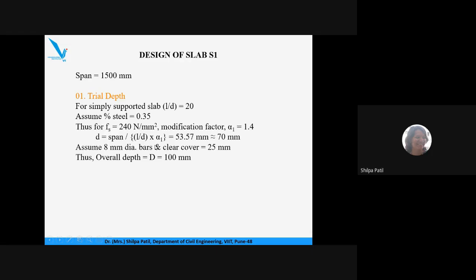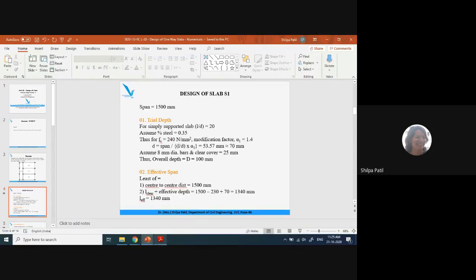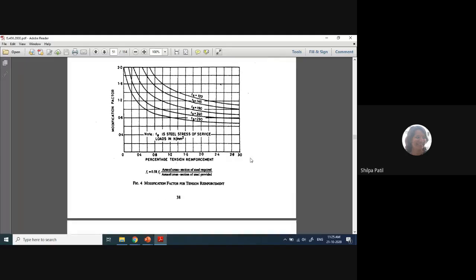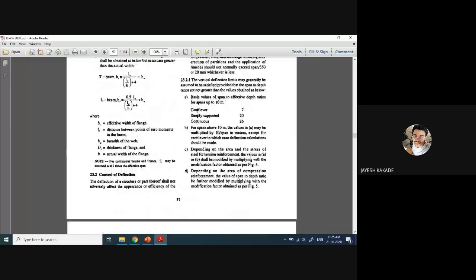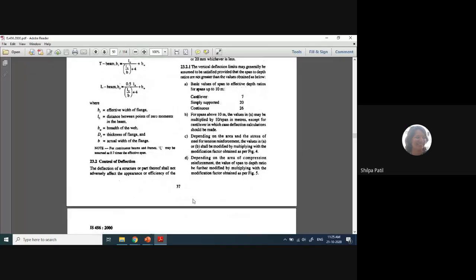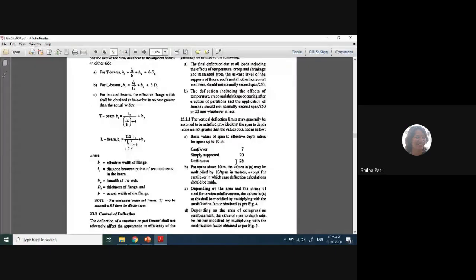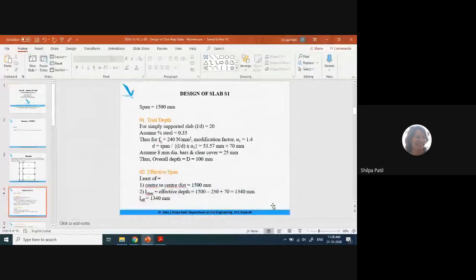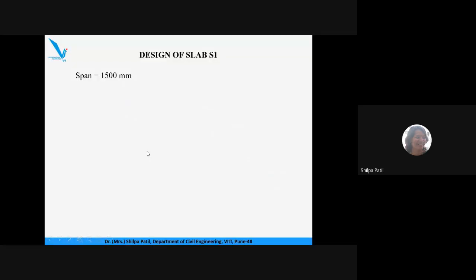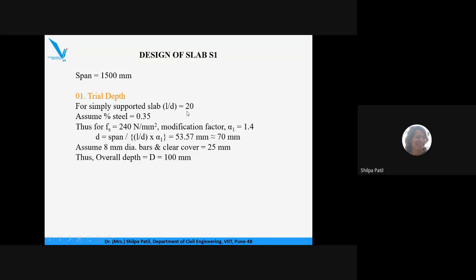So all of you just open the code. I will try to shift to the code now. I hope this will work today. Are you able to see the code? Yes, ma'am. Great. So open page number 37. On page number 37, clause number 23.2.1, we have the span to effective depth ratios. So for simply supported slab, the ratio is given as 20. Okay, so L by D ratio is to be considered as 20 for simply supported span. So same value is taken here, that L by D ratio for simply supported span is 20.